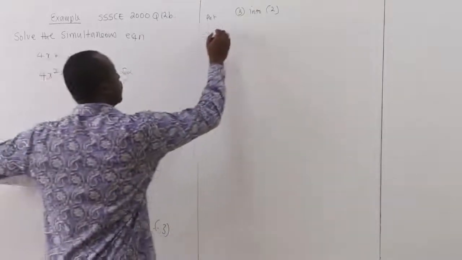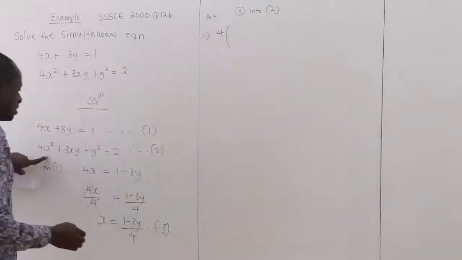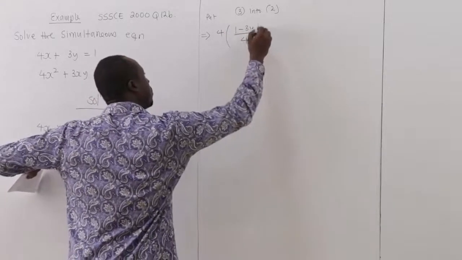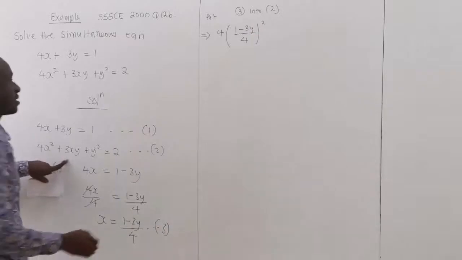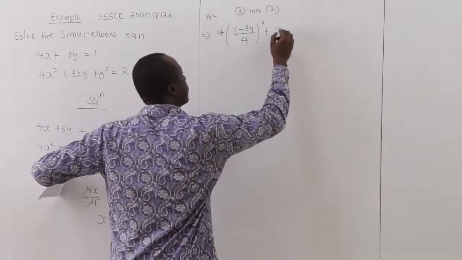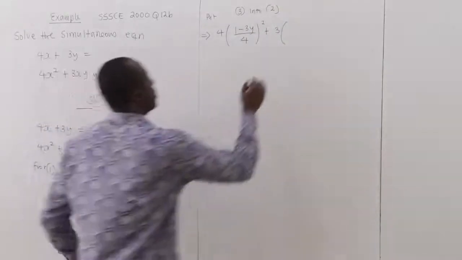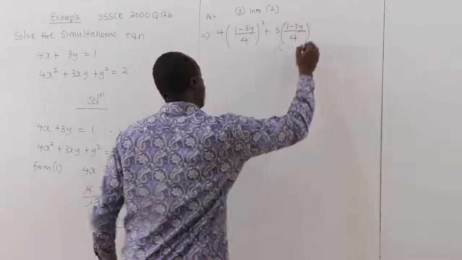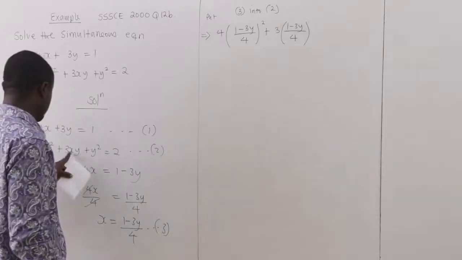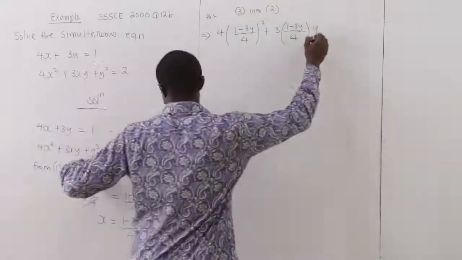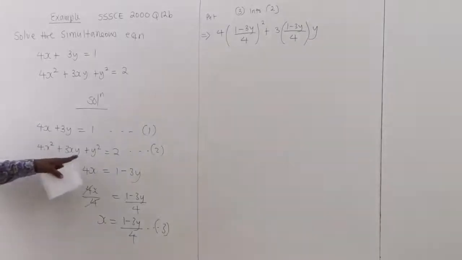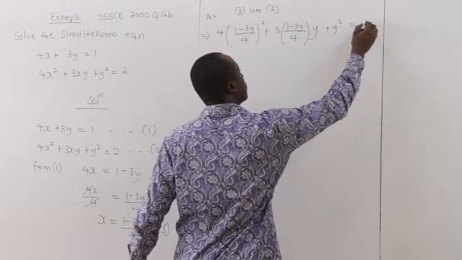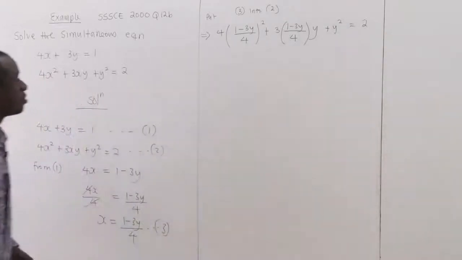So into this we have 4 times x, which is (1 minus 3y) over 4, all squared, plus 3xy. What is our x? Our x is (1 minus 3y) all over 4. Then 3xy, then plus y squared, and this is equal to 2.